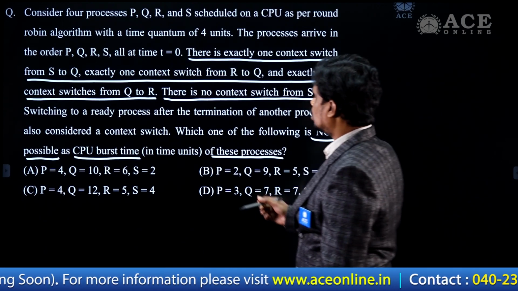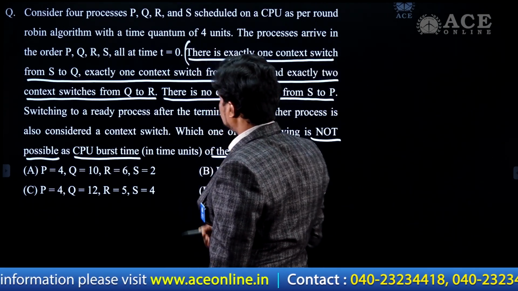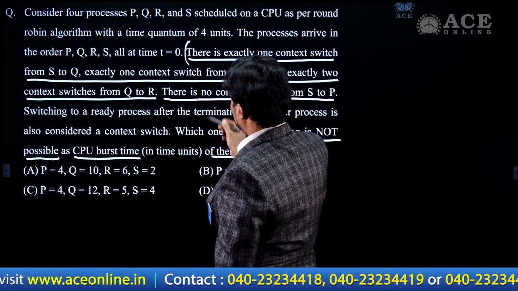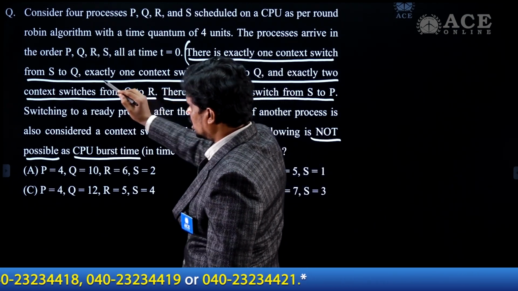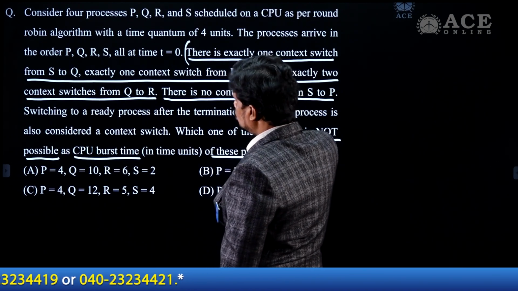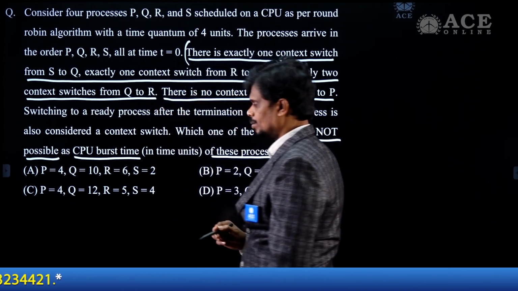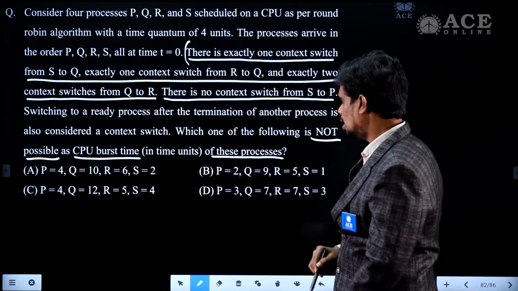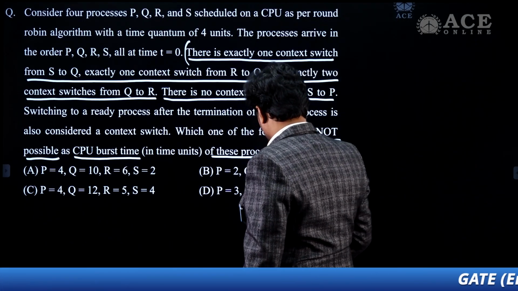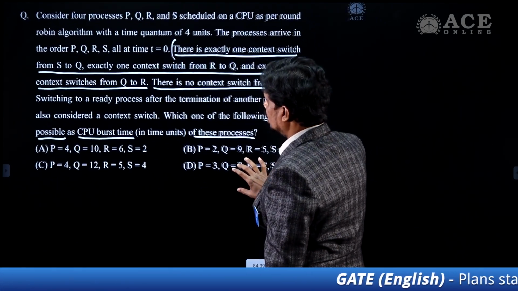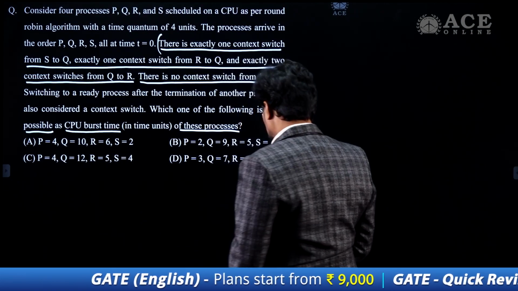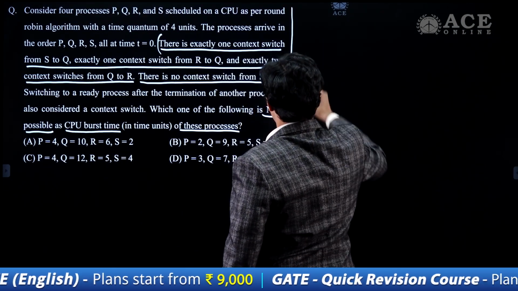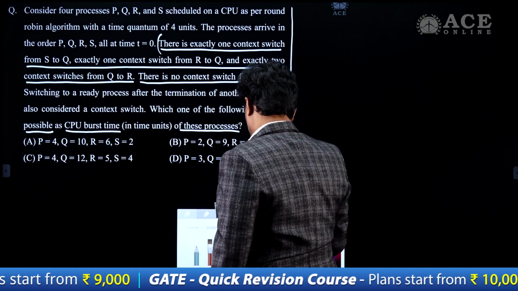So this is the critical line. We have to ensure there should be one context switch from R to Q, one context switch from S to Q, and 2 context switches between Q and R. This we have to verify. So first we are considering option A. What is option A we have here?